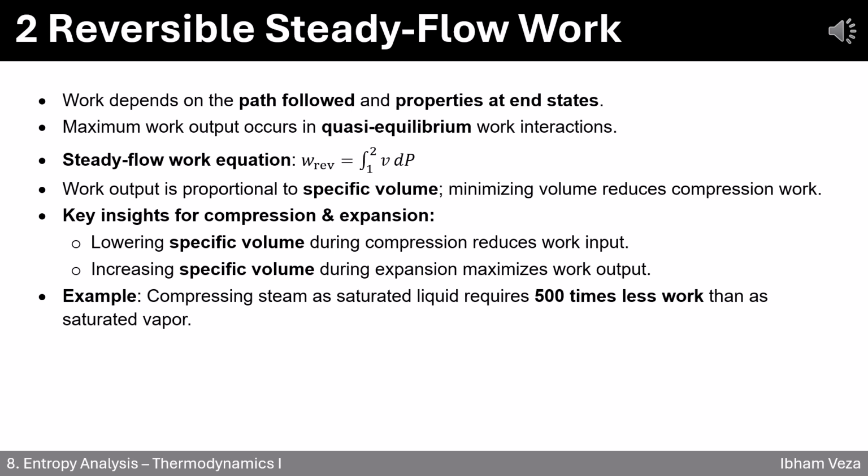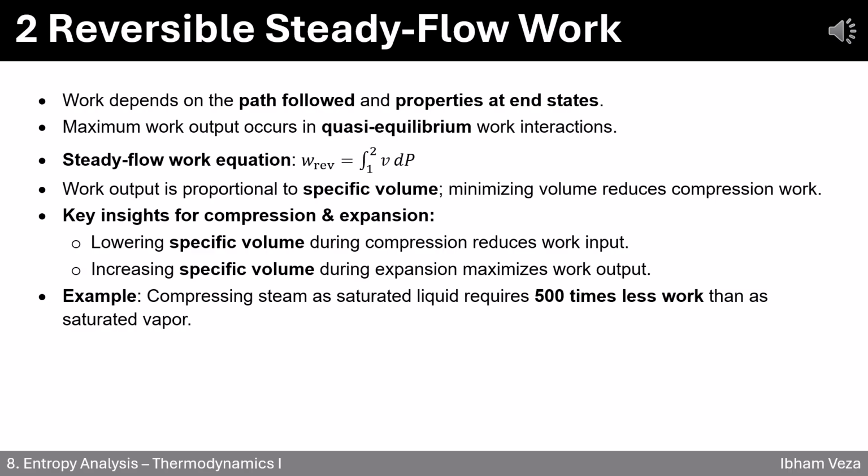2. Reversible steady flow work. Here, we explore the idea of reversible steady flow work. The big takeaway here is the amount of work a system can do depends not just on where it starts and ends, but also on the path it takes to get there. If you want the maximum work output, it only happens in quasi-equilibrium, which basically means everything changes slowly enough that we can control it perfectly.